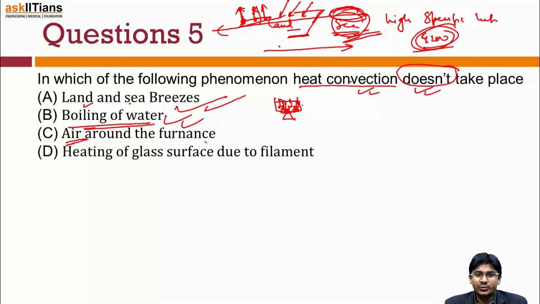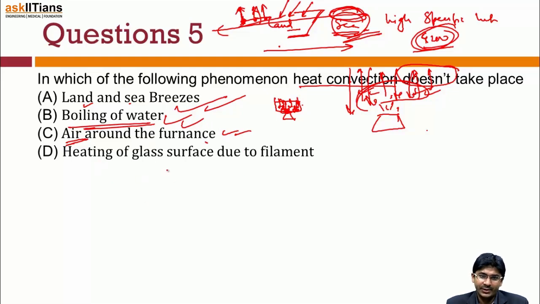Then there is air around the furnace. Air around the furnace means, if you have a furnace here like this, the air that is surrounding it will get heated up and the air goes up. Similarly, this heated air that is going up will cause the other air molecules to come down. These again get heated up and they again move upwards. So again there is actual movement of the air molecules. So this is again convection.